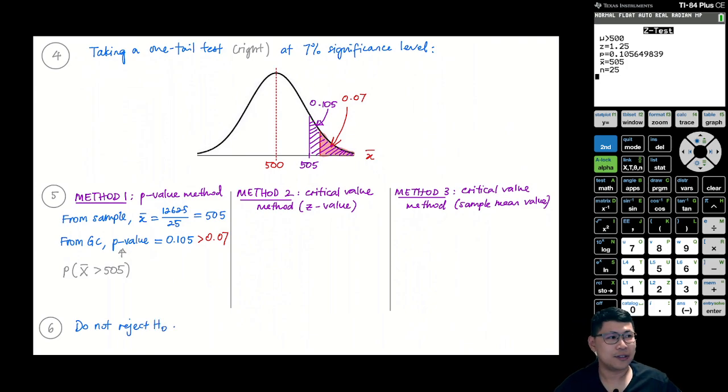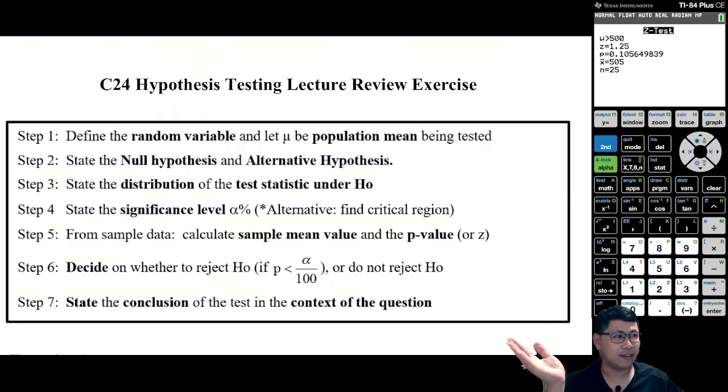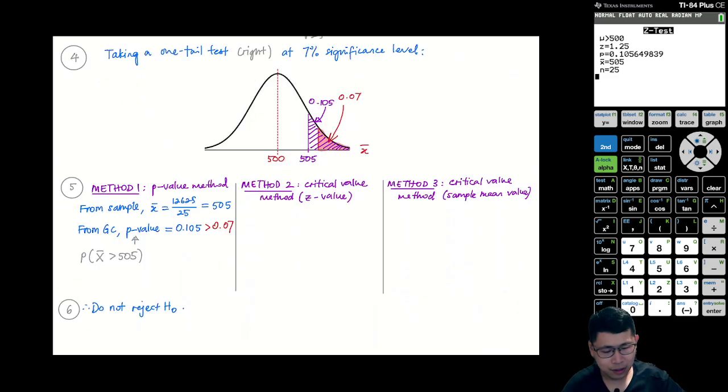Okay, so this is number 6, because of this. And step number 7, we will state the conclusion of the test in the context of the question. Because this 505 is not significantly far away enough from the population mean, we are going to say that there's not enough evidence at 7% significance level to support the Baker's claim that the mean mass of the loaves of bread has increased after repackaging.